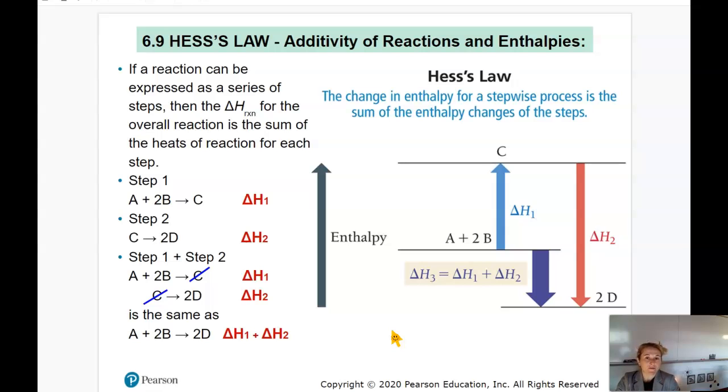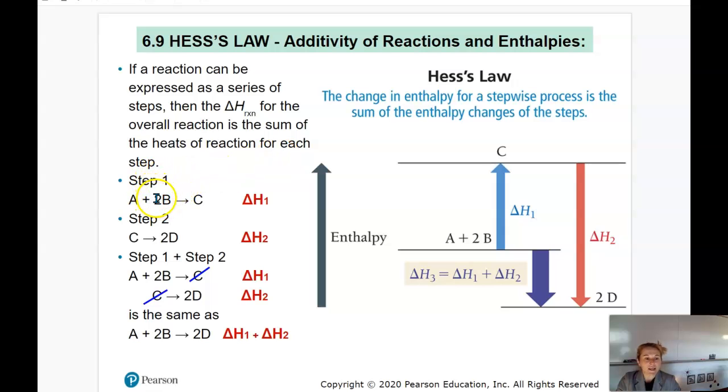So remember in the past we've talked about that chemical reactions aren't always one-step processes, that there can be multiple steps. Well, each of these steps has their own enthalpy or heat of reaction. So let's take a look here. If a reaction can be expressed as a series of steps, then the delta H, or heat of reaction, for the overall reaction is the sum of the heats of reaction for each step.